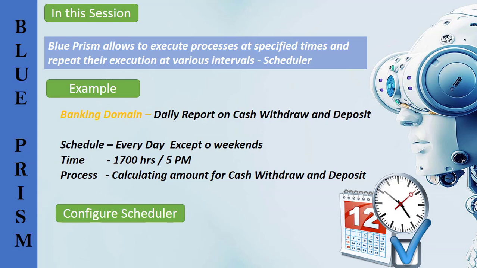How can I get that? In previous days, we were calculating manually the amount for a particular day for the cash withdrawal and the deposit. But now it's a daily routine process on weekdays, right? So what we are going to do in Blue Prism is schedule it every day except on weekends. And the time is every day, end of the day, around 5 p.m., that we are going to get the report on these things.